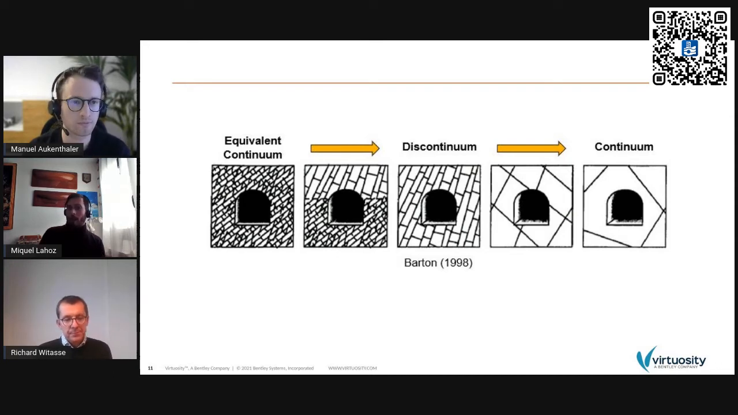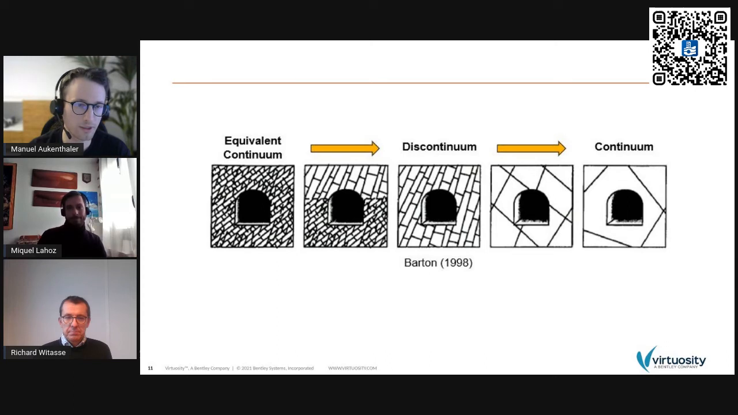So we need tools to decide which ones do matter to us, which ones have a scale enough to influence singularly the behavior of our model, and which sets of discontinuities we can consider from a homogeneous equivalent perspective.